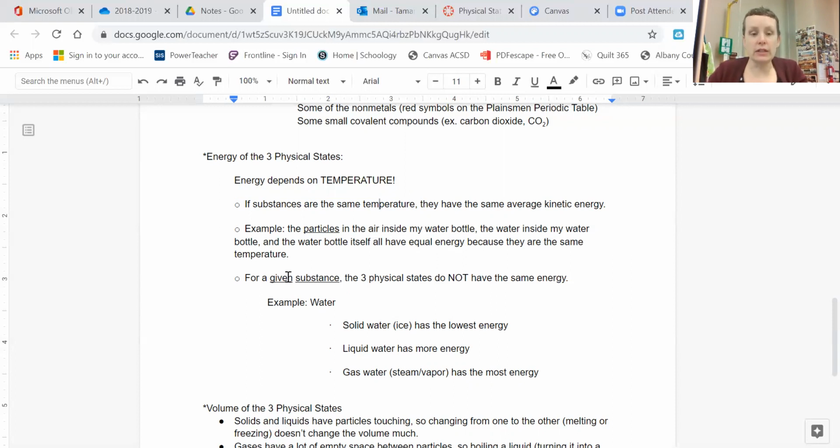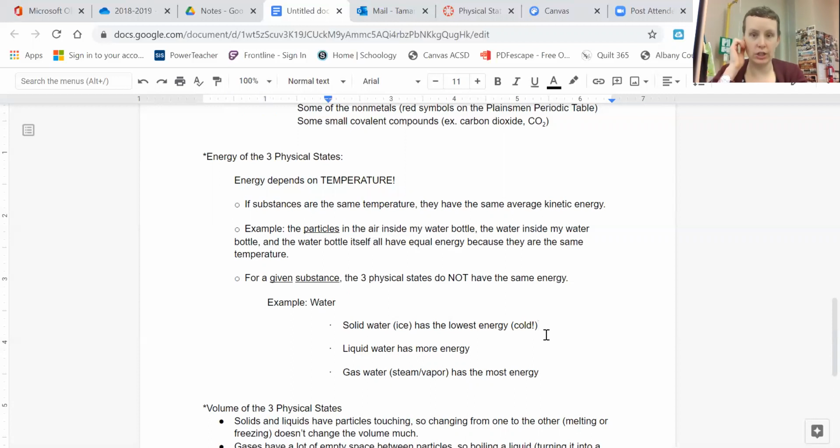But for a given substance, if you just pick one substance, okay, just a single type of substance. So up here in my water bottle, I had a bottle, I had water, and I had air. That's 3 different things, okay? But for a given substance, one substance, the 3 physical states do not have the same energy. And so we'll use water as an example since we're really familiar with water, okay? So water, solid water, which we call ice, has the lowest energy, okay? Because it's cold.